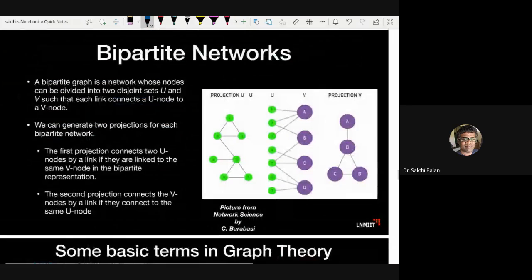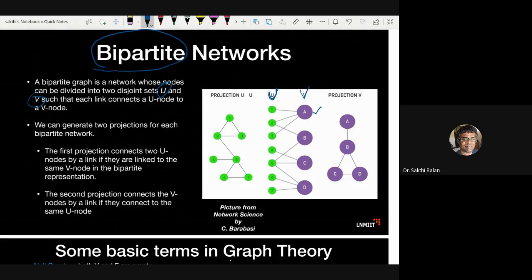And there are various types of networks also you can look into. And in this course, we will be looking at various types of networks also. Well, one way of looking at a network is called a bipartite network. What do you mean by a bipartite network? It is a network whose nodes can be divided into two disjoint sets U and V, such that each link connects a U node to a V node. So every link will be connecting one node to another node. So like this, you have the node set U and the node set V.